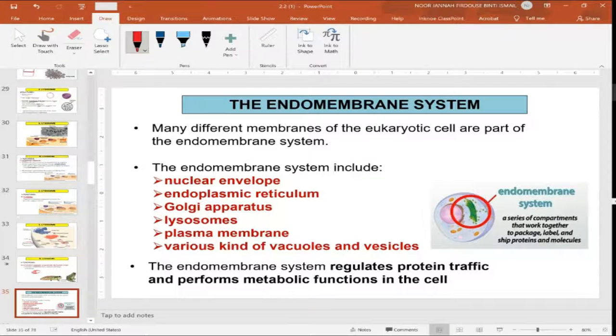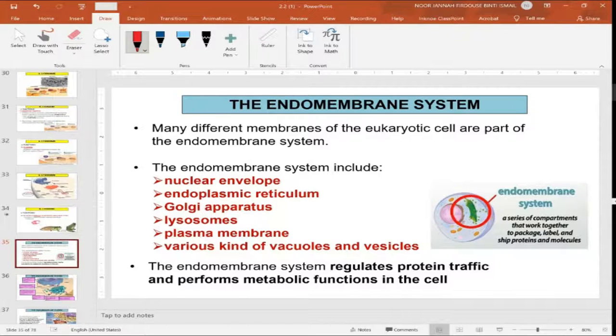Sama juga kita, itulah yang paling jelas nampak kita punya fungsi autolisis dalam badan kita tu lah yang separate our fingers. Kalau tidak kita akan ada webbed hand macam itik tu kan. Okay. Thank you. Sama. The endomembrane system include nuclear envelope.